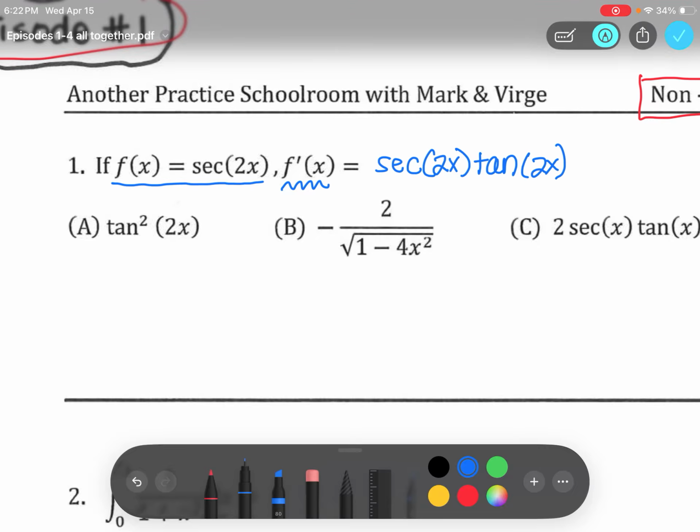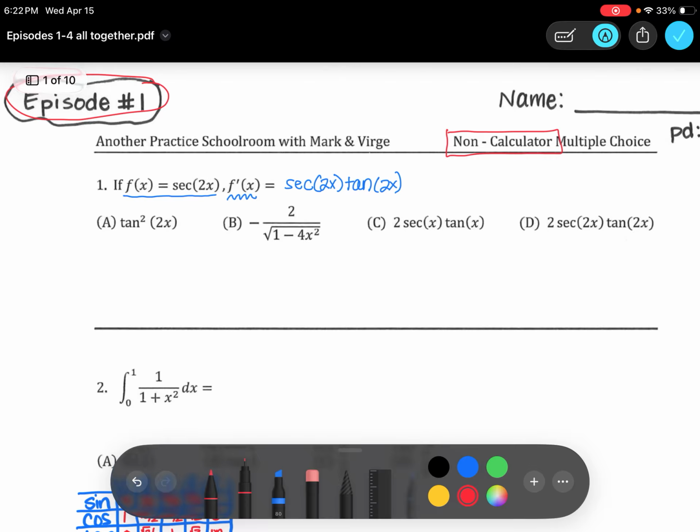Luckily, no answer choice says that, because I'm not done with this problem yet. If this is anything other than just x, you've got to do a chain rule. So I'm going to multiply it by the derivative of 2x, which is 2. And my answer is going to be answer choice D.